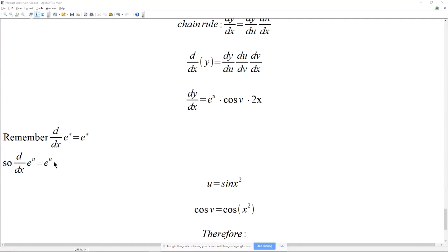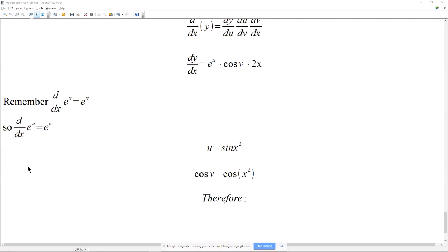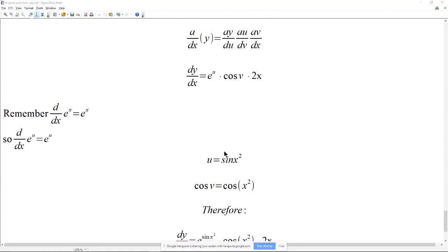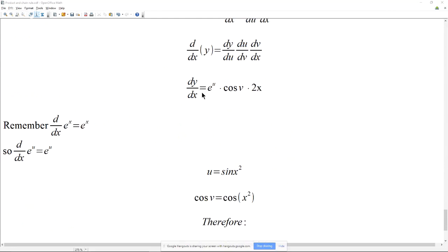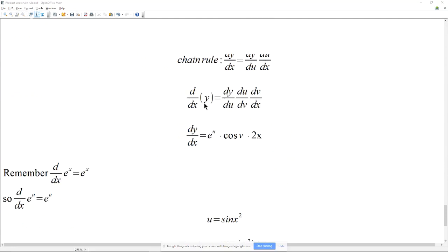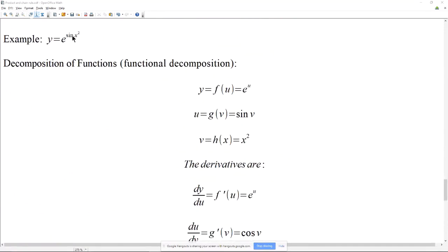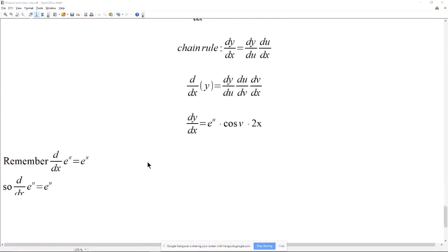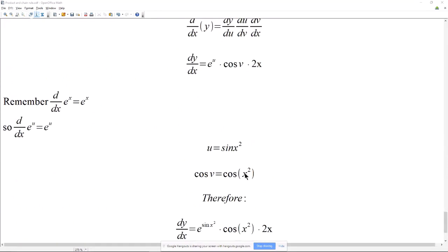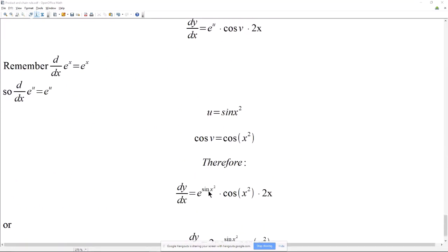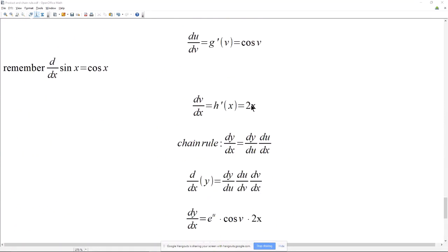Okay. So let's continue on. We've already established this right here. We already know that e^u is equal to e^u. So now that I have this figured out, I can stick u in again, right? And what was u? What did we have to figure out? Sine x squared. Sine x squared, correct. So now I can just stick sine x squared in for u right here. Yes. And cosine v equals cosine of v, which is x squared.